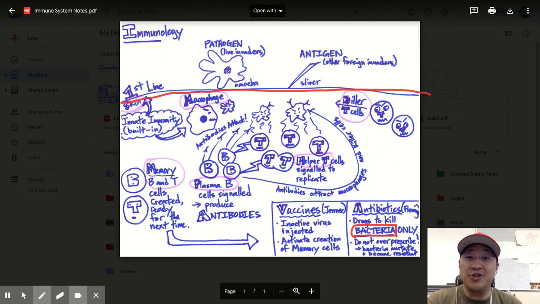So that's pretty much all you need to know about immunology. You can always go back and look at these different things and go through the process again.